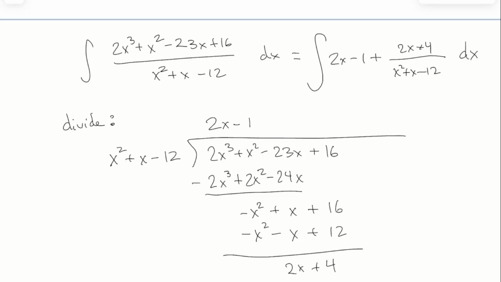And what's the point of all that? The point of all that is here we can now do partial fractions because the numerator is now degree 1.